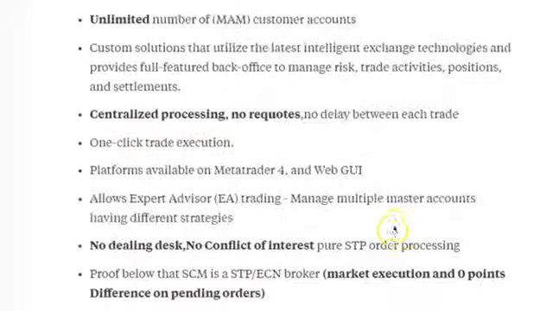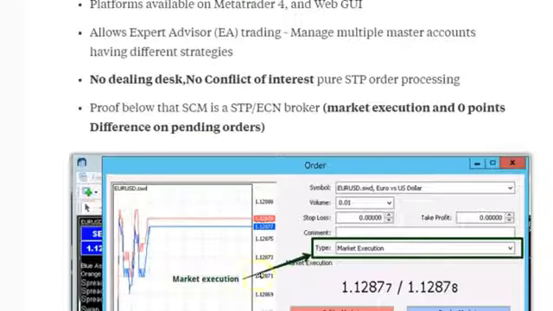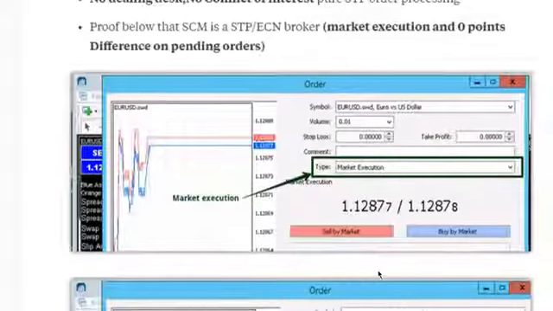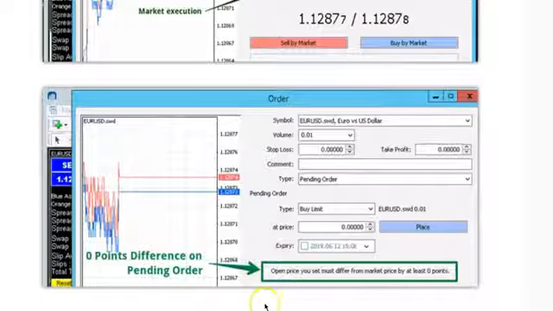And as I said, we've just seen how you can double check them on a live account. Obviously, when you're checking for market execution and zero pip points between the market price and the open price, you need to do that on a live account whenever you're checking for an ECN broker.